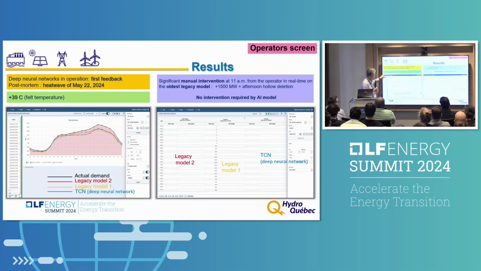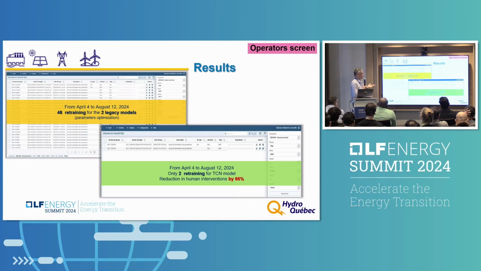Another extreme event, this year, with a felt temperature of 39 in Montreal. Again, there was a dilation of the afternoon hollow here. The legacy model was unable to capture the fact that there was no hollow, so we had to put many corrections to control the situation. But with the deep neural network, it forecast the afternoon hollow dilation in this situation. There were errors here because this was very atypical and extreme for this temperature. This is the same situation as the polar day, but with air conditioning compared to heating.